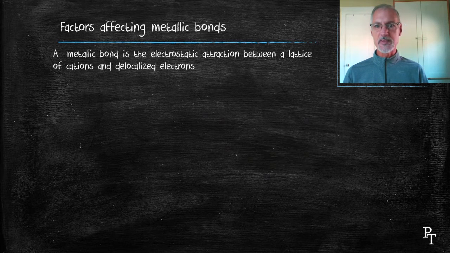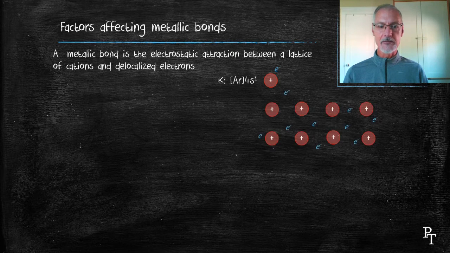First off, a definition of a metallic bond. It's the electrostatic attraction between a lattice of cations, or positive ions, and delocalized, or free-to-move, electrons. Consider, if you will, a potassium atom. It will tend to lose that 1 4s electron and develop a positive 1 charge. Here I've represented it by this diagram.